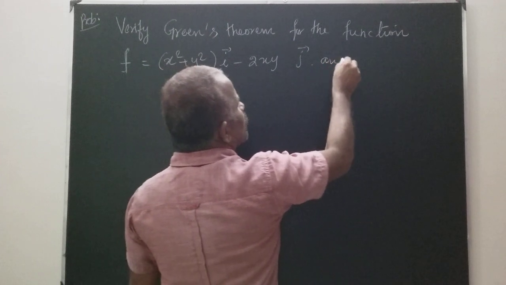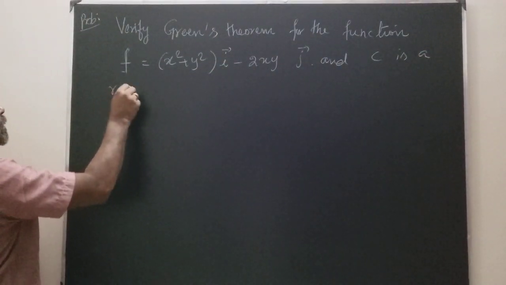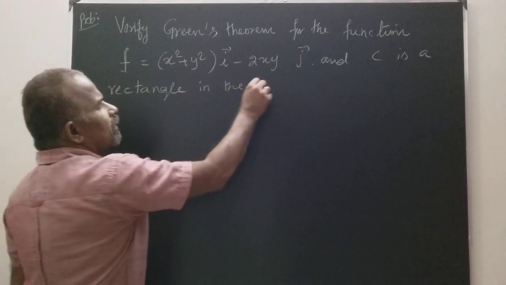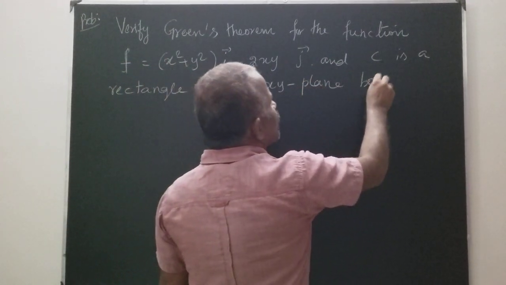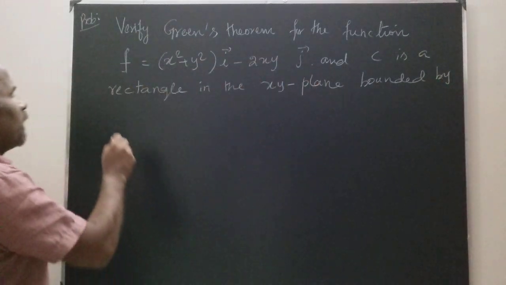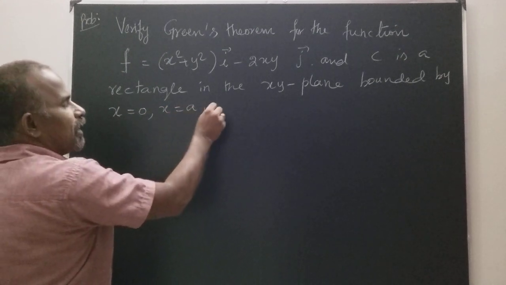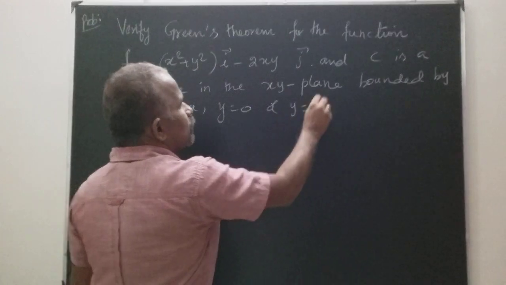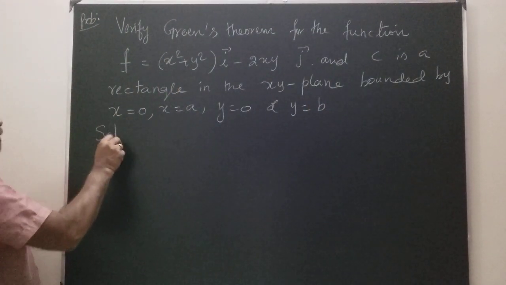And C is a rectangle in the xy plane bounded by x is equal to 0, x is equal to a, and y is equal to 0, y is equal to b. Solution.